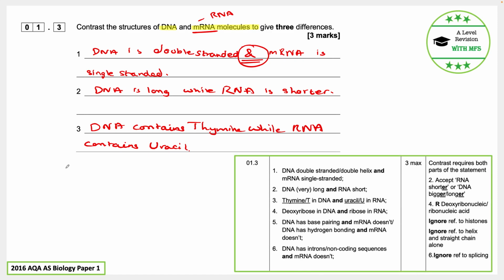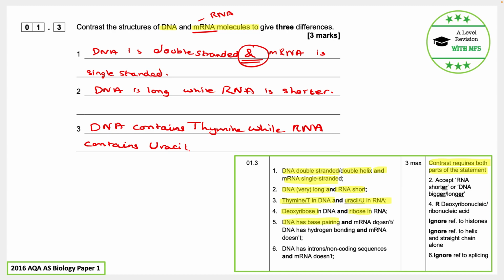Okay, if we have a look at what the mark scheme says, it says that DNA is double stranded or a double helix, and you need that and in all of these cases. As it says over here, contrast requires both parts of the statement. If you don't state the and, you are not stating both parts of the statement. Okay, mRNA is single stranded, DNA is very long, and RNA is short. Thymine in DNA, uracil in RNA. Deoxyribose you could have had as well in DNA, and ribose in RNA.